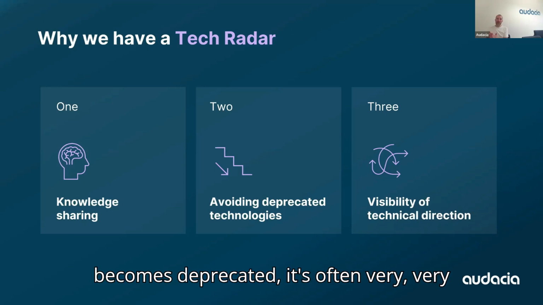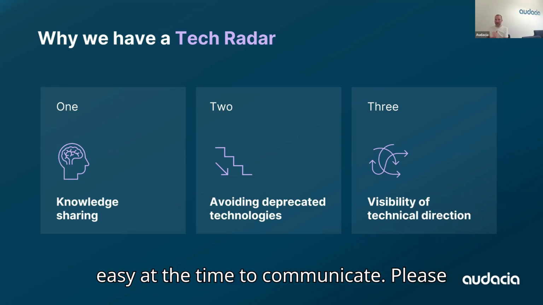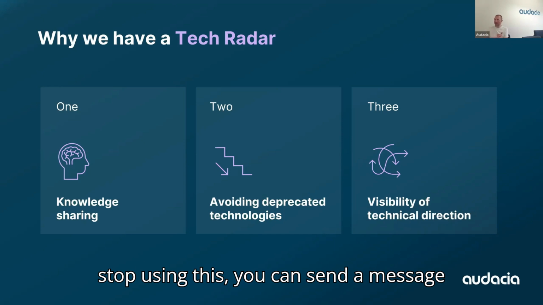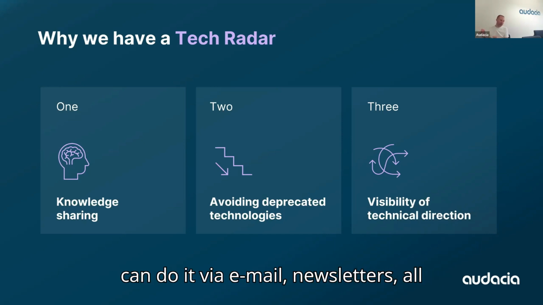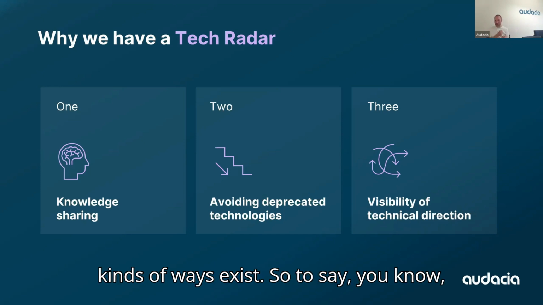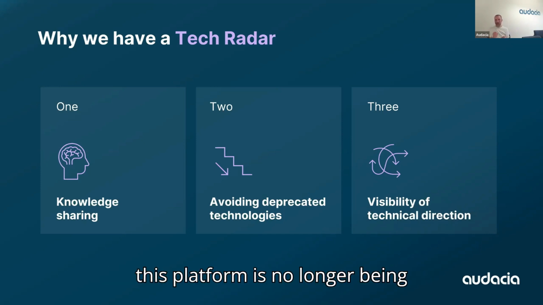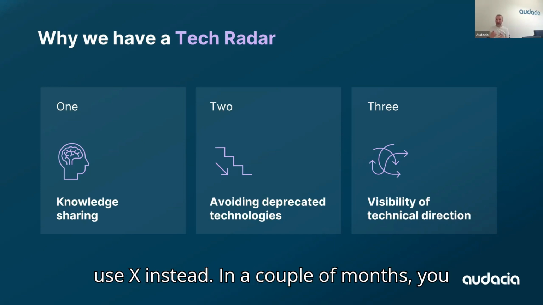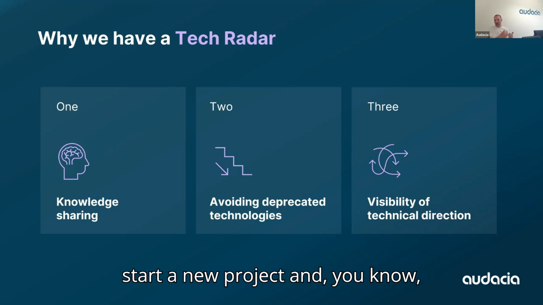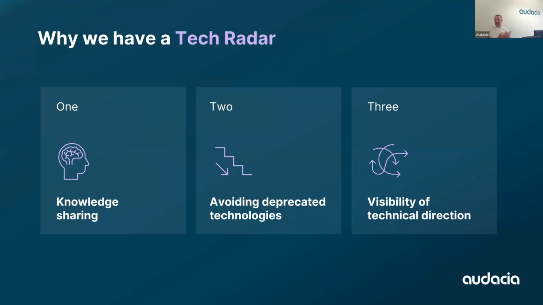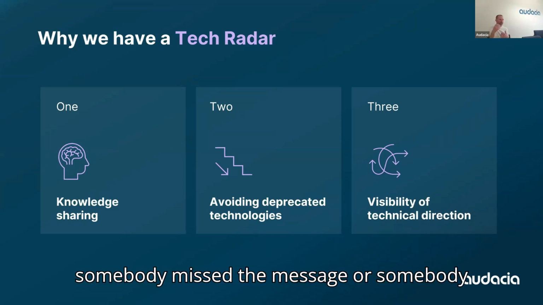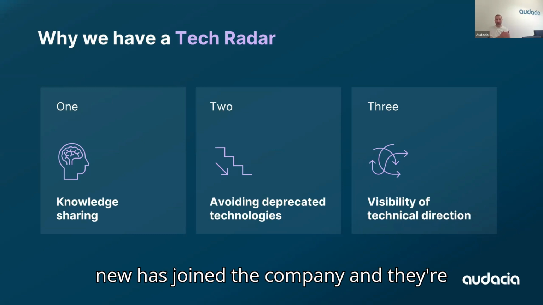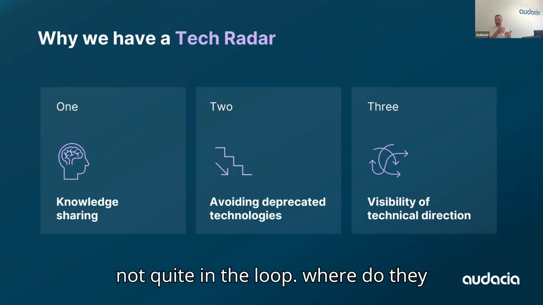because if a particular technology becomes deprecated, it's often very easy at the time to communicate, please stop using this. You can send a message out, you can get people in a meeting, you can do it via email, newsletters, all kinds of ways exist. So to say, this platform is no longer being supported, please move away from it and use X instead. In a couple of months, you start a new project and somebody missed the message, or somebody new has joined the company and they're not quite in the loop.